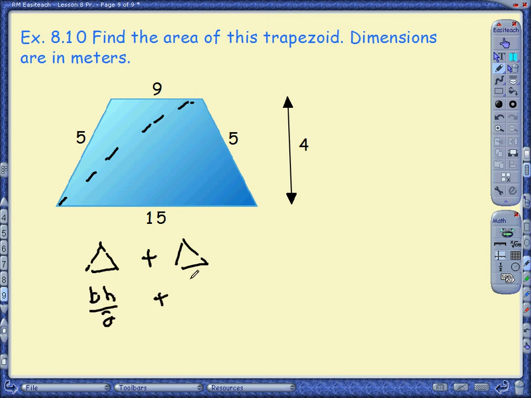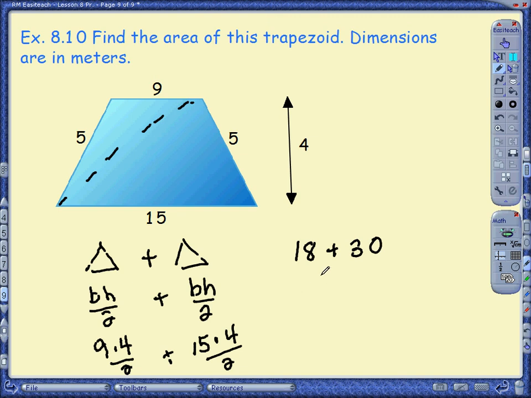Remember, I always recommend writing down your formula. The base of this would be the 9, and the height is 4. The base of this is 15, and the height is 4. This is 36 divided by 2, that would be 18. This is 60 divided by 2, that would be 30. And this would be then 48 meters squared is the area of the trapezoid. And that's the last problem.